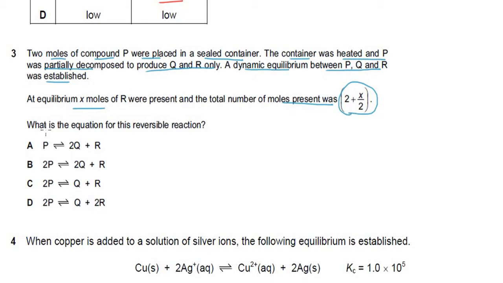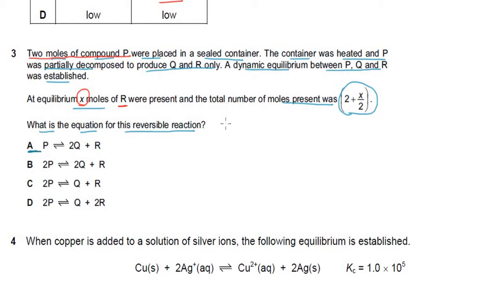Now let's find out what is the equation for this reversible reaction. The question says X moles were present for R at equilibrium, and 2 moles of P were present at the starting of the reaction. So let's work out each and every reaction, and let's start with reaction A.